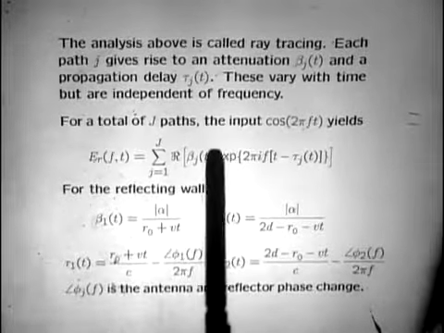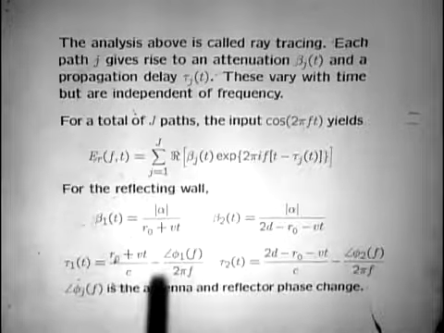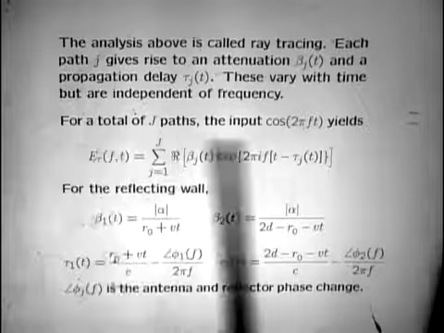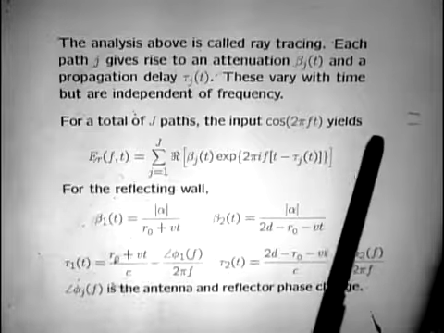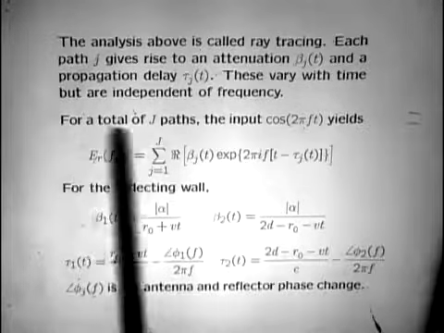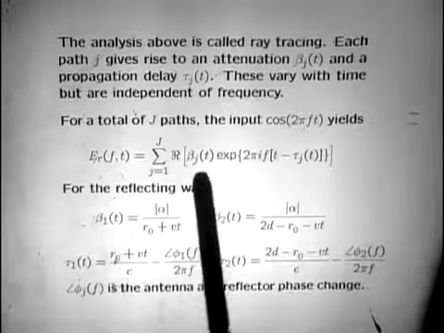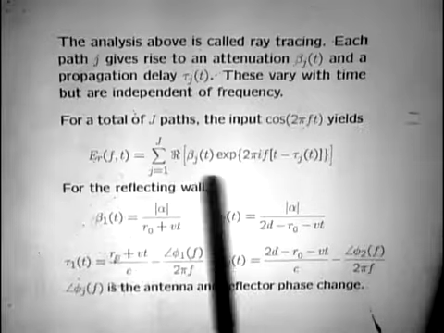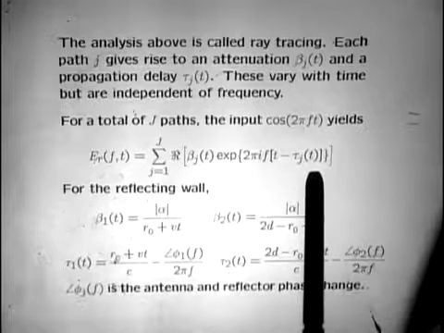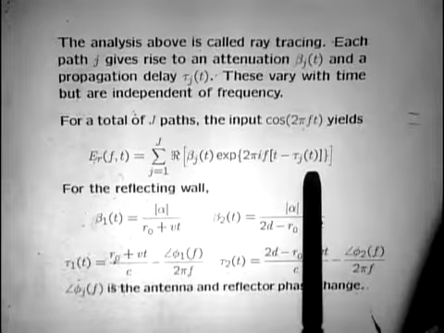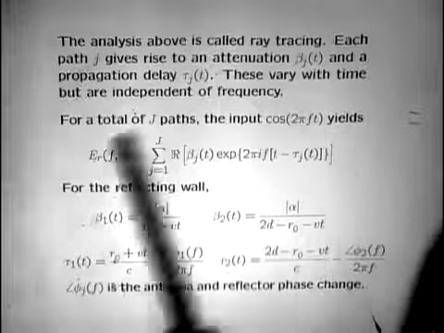independent of frequency. I originally assumed that the antenna pattern was a function of frequency. We didn't want to say anything about that. So if we have a total of capital J paths, we put in an input of cosine 2 pi ft. What's going to come out is an electromagnetic radiation, which is a sum of these different attenuation factors times e to the 2 pi i (ft minus this propagation delay). Okay, so everything you can do with ray tracing is included in this formula.